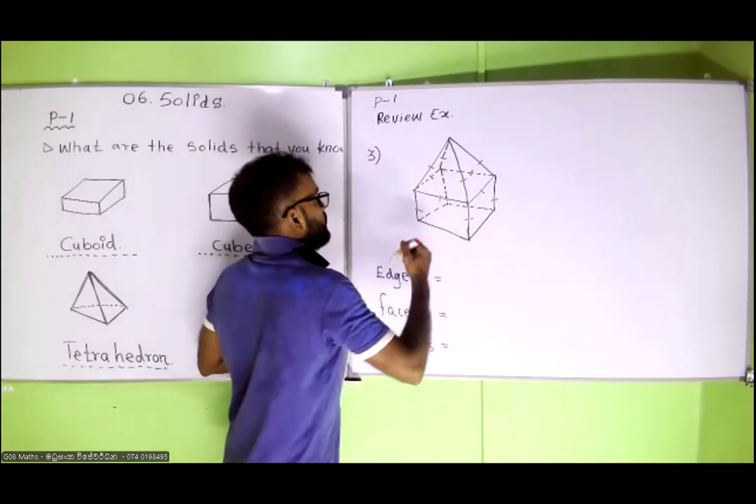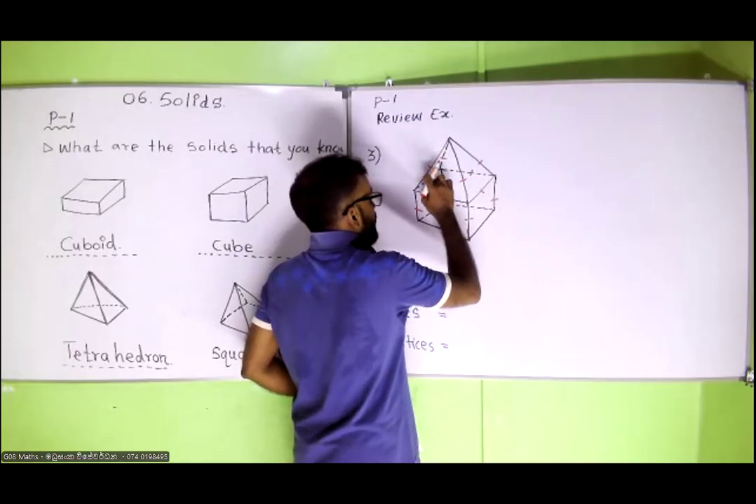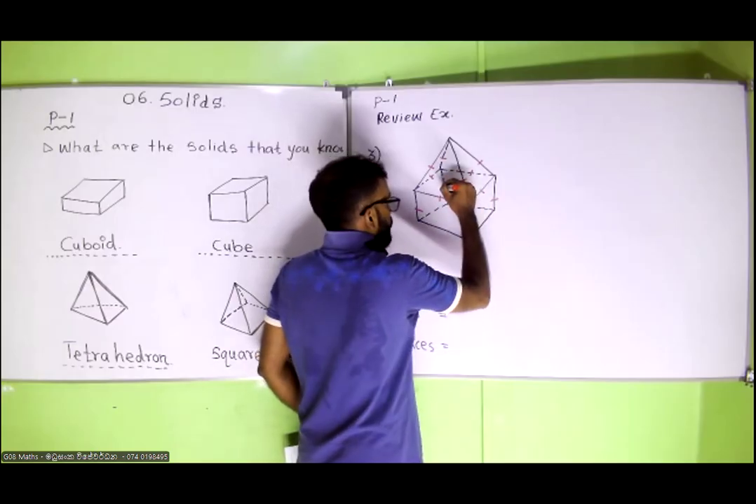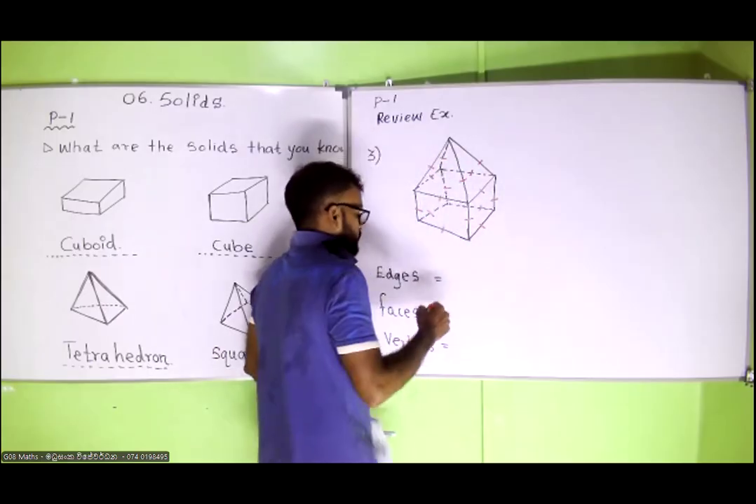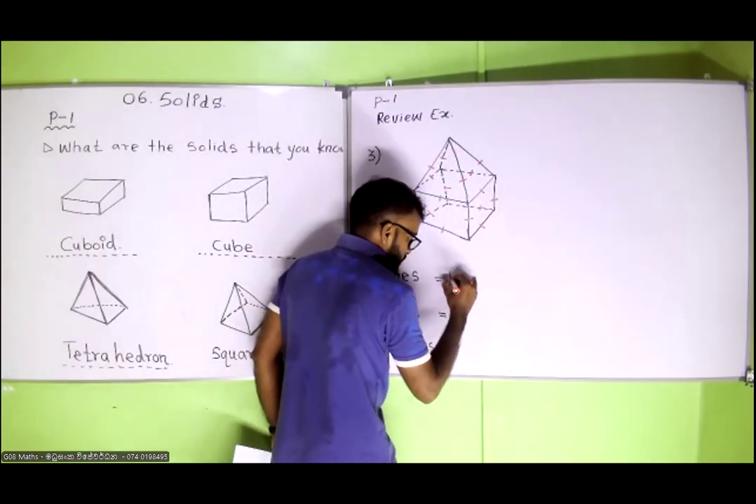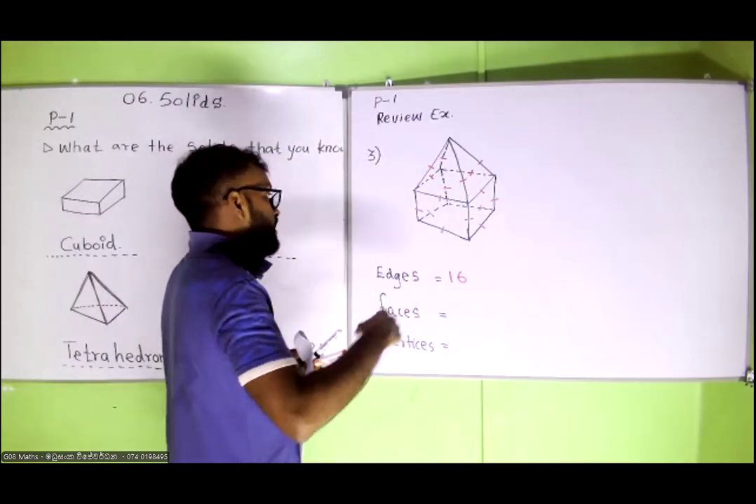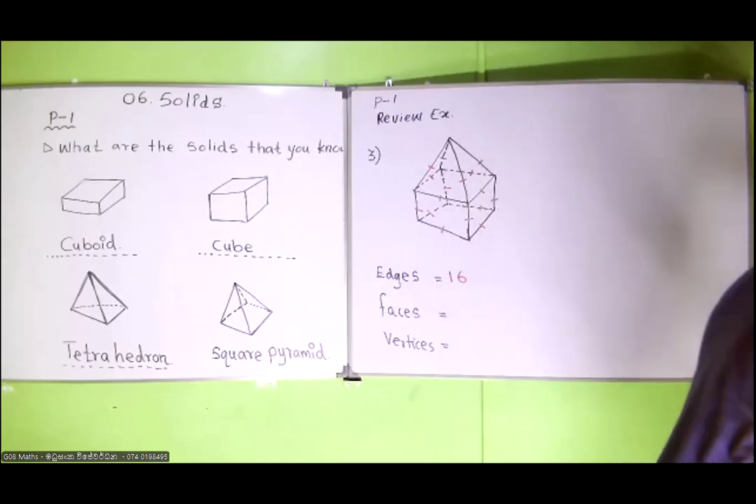Right? So 1, 2, 3, 4, 5, 6, 7, 8. Right? Then 9, 10, 11, 12, 13, 14, 15, 16. So there are 16 edges. Right? So when it comes to faces, same thing, you have to count them.